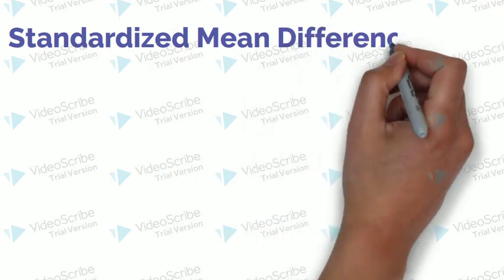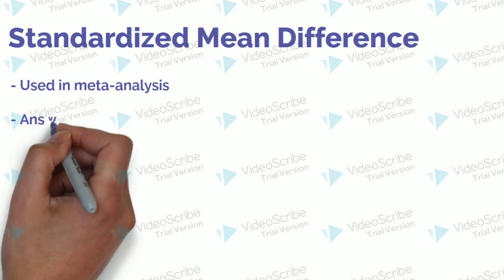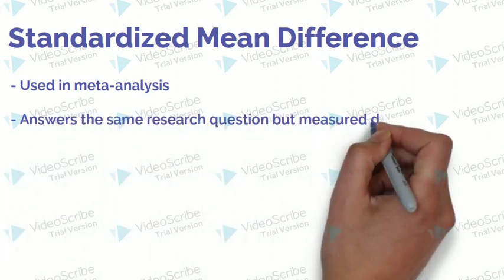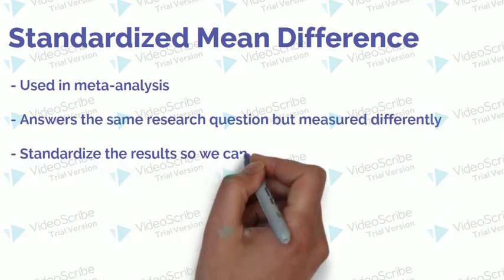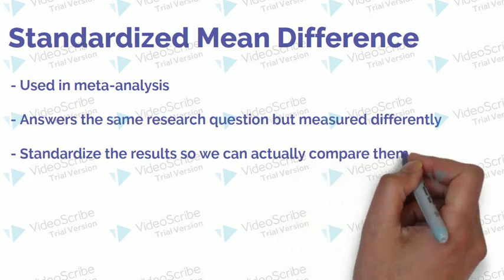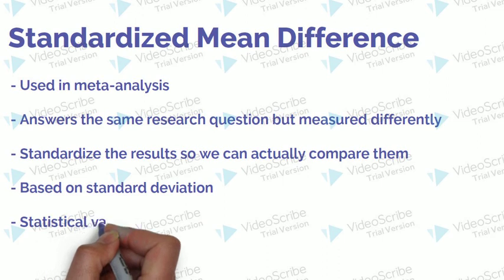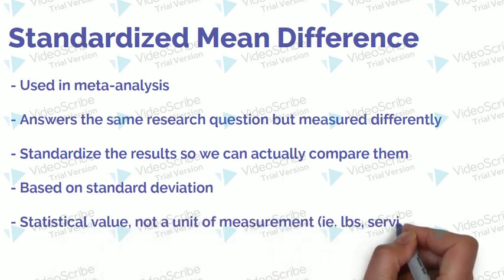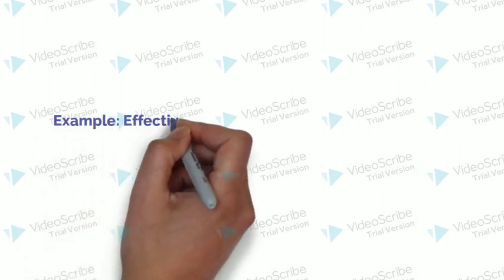Finally, we look at standardized mean difference. Standardized mean difference are also found in meta-analyses. They're answering the same research question, but this time, each study is measuring them differently. So they're using different units of measurement. So what do we do? We need to standardize all these results so that we can actually compare them. This is based off of a standard deviation, and you find a statistical value, which is not a unit of measurement. So the SMD is a stats value, not a unit.